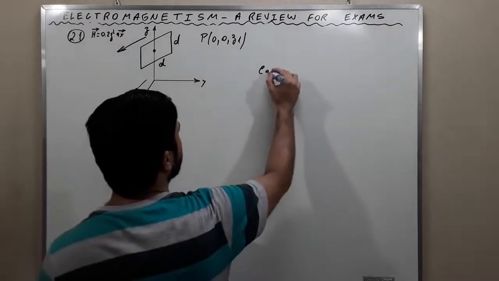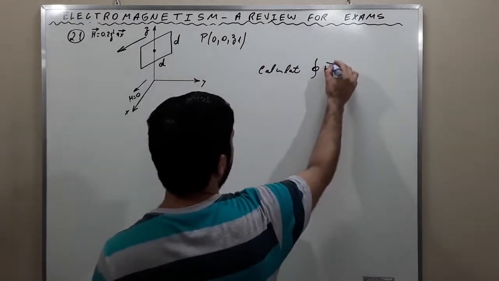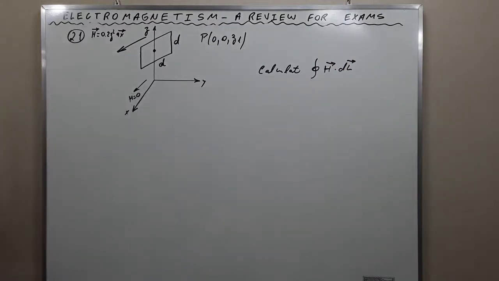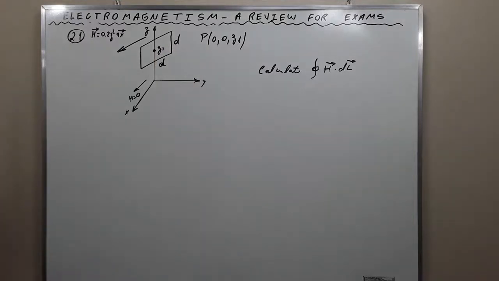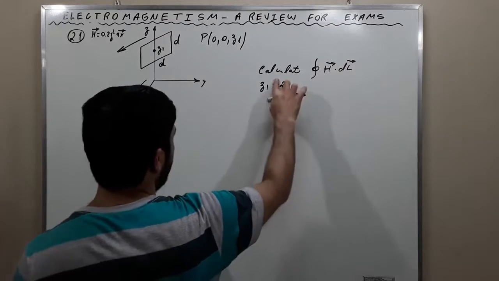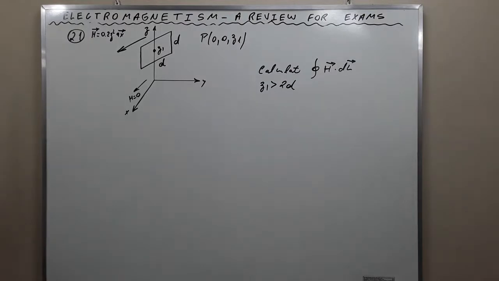Calculate the line integral of H dl for a square path with sides centered at 0, 0, and z1 in the y equal to 0 plane, where z1 is greater than 2 times d. Okay, these are the conditions that the exercise gave us.